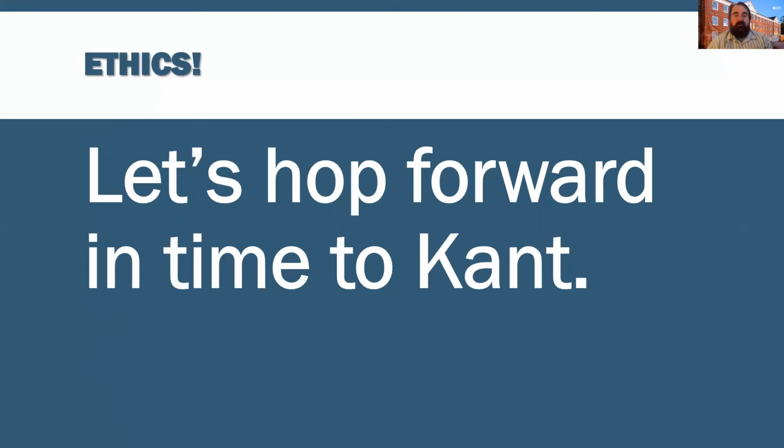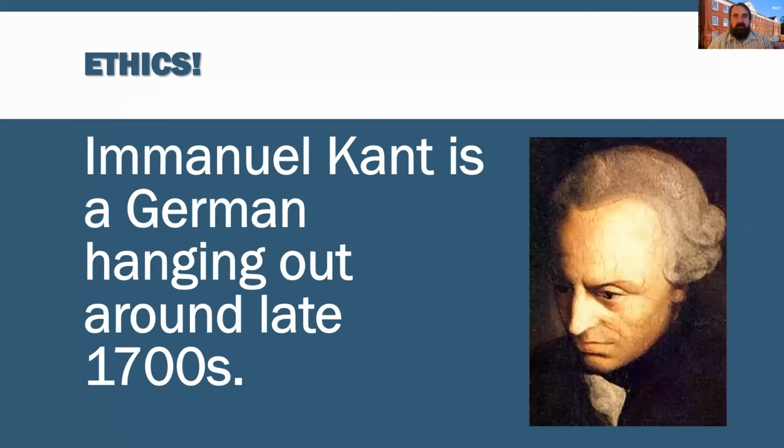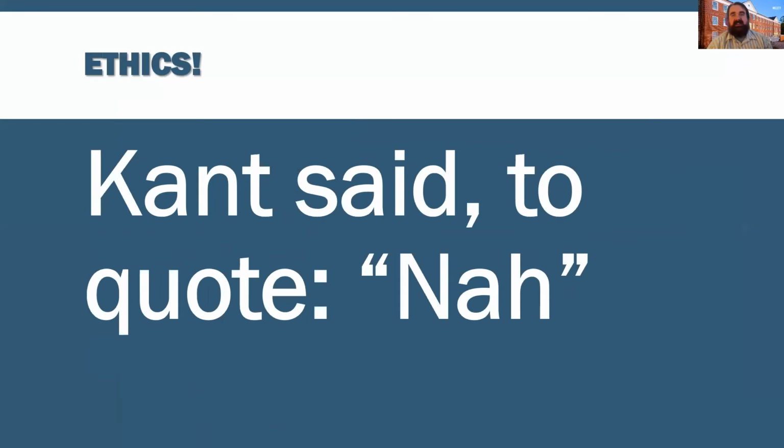All right, so for the next one we have to hop in a time machine and jump forward just a little bit, to Germany in the late 1700s, where we have a guy named Immanuel Kant hanging out and thinking about philosophy and ethics. And he was thinking particularly about the concepts of Aristotle and what he had brought to the table. And he kind of said, nah, I don't agree with Aristotle.